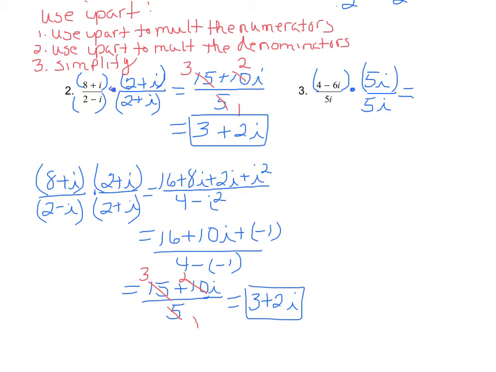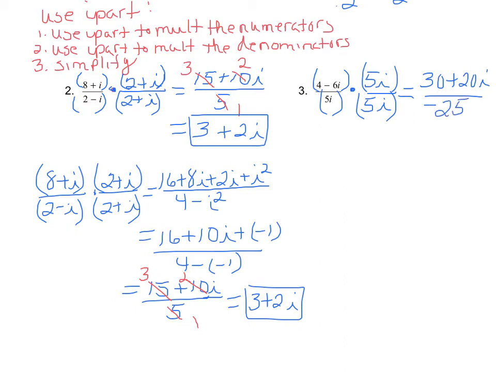Hopefully you ended up with 30 plus 20i. And then you're going to pull out the calculator again and do i part to the denominators. Math, scroll over to number 3, i part, open parentheses 5i, close parentheses, open parentheses, negative 5i, close parentheses, enter. And hopefully you ended up with negative 25.